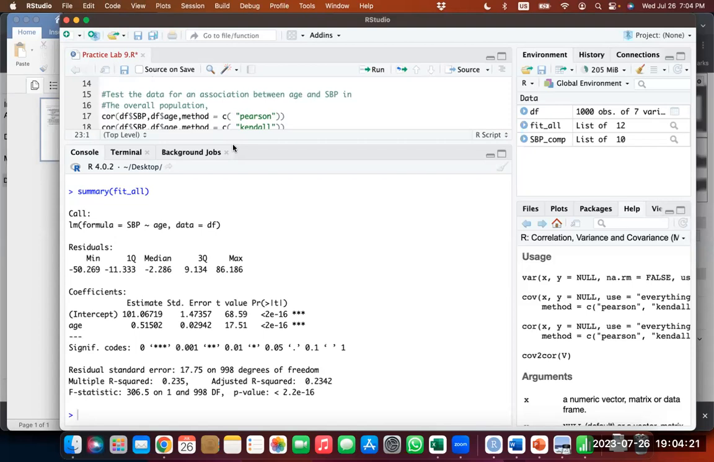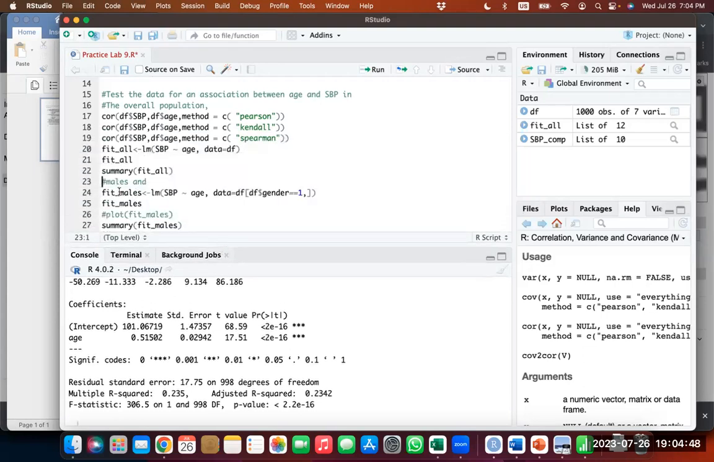A 20-year-old has a blood pressure of 111. So we have a standard error, we have a t-value from the t-distribution, and we have a p-value that indicates a significant relationship. Good. All right, very good. So next we go: fit males is lm of SBP as a function of age.